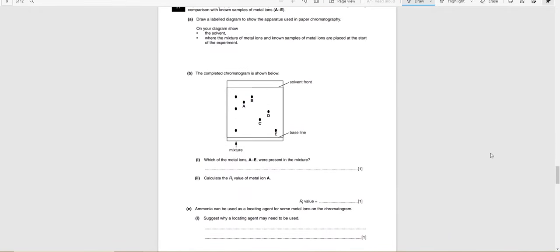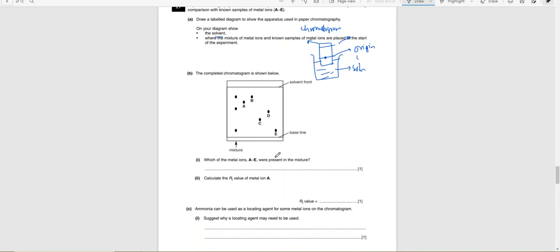Okay. Draw a labeled diagram to show the apparatus used in paper chromatography. You have to show the solvent and the mixture of metal ions. I showed you in the slides as well. Just have to draw this. Make sure that this is your origin line. This is the final solvent position. This is called a chromatogram. This is the solvent. Whenever you draw the origin line, it must be above the level of solvent.